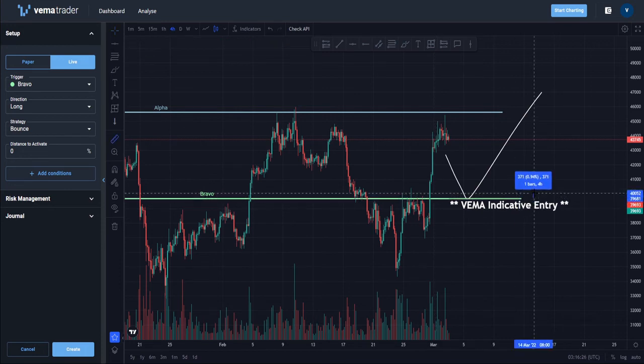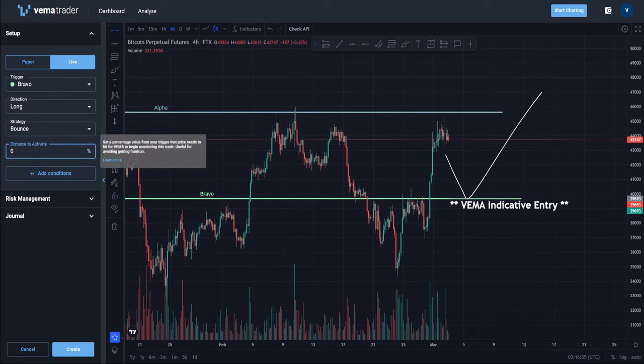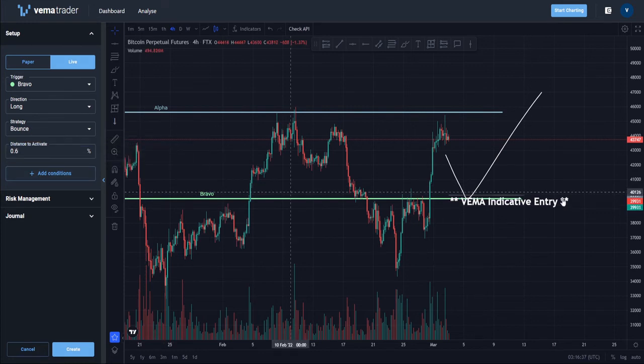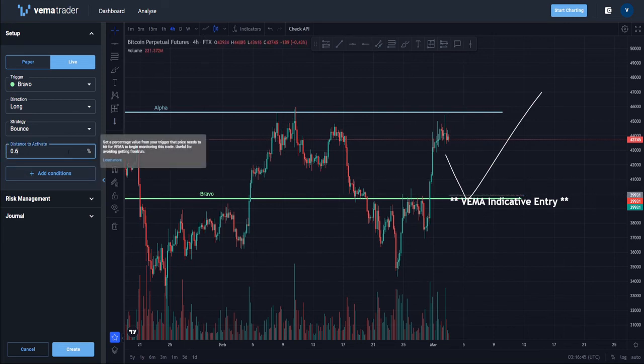So let's go with, let's say 0.5%, right? That looks pretty good. There's been a fair few wicks into that area. Let's call it 0.6. Give yourself a little bit more of a buffer. So you can see that what that's done is move the indicative entry up. That's because I have no other conditions set. As soon as price crosses that 0.6 threshold, all of my conditions are met, right?